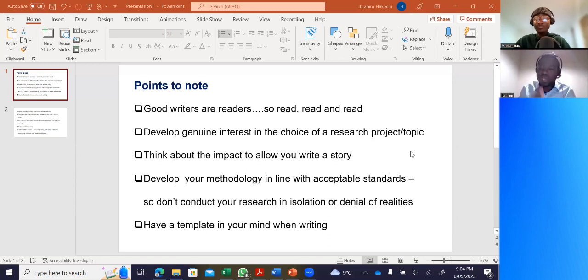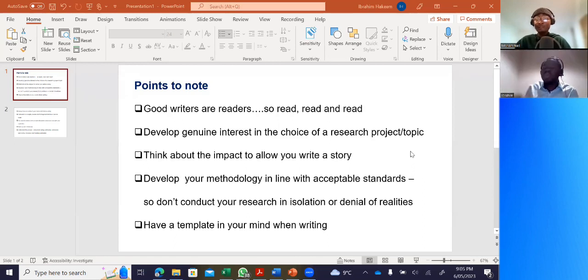Your methodology matters. Develop your methodology in line with acceptable standards. You can't conduct your research in isolation as if you are not aware of what is happening out there. No, you need to be able to situate your research in the context of the global community. That's why you need to read, and read to know exactly what is out there and how your own research can be in line with it. So please develop your methodology in line with acceptable global standards, and have a template in your mind when writing.